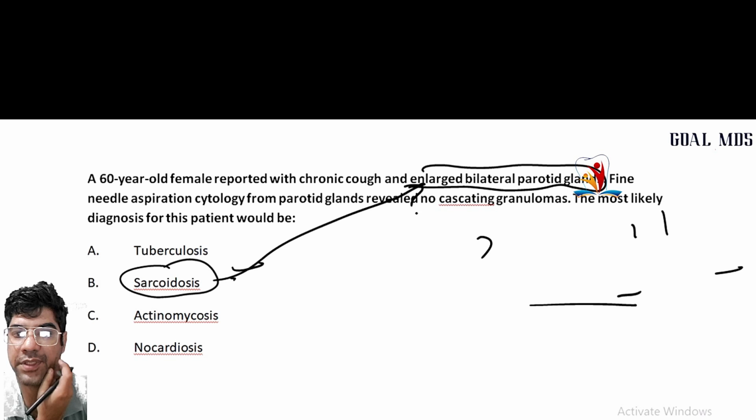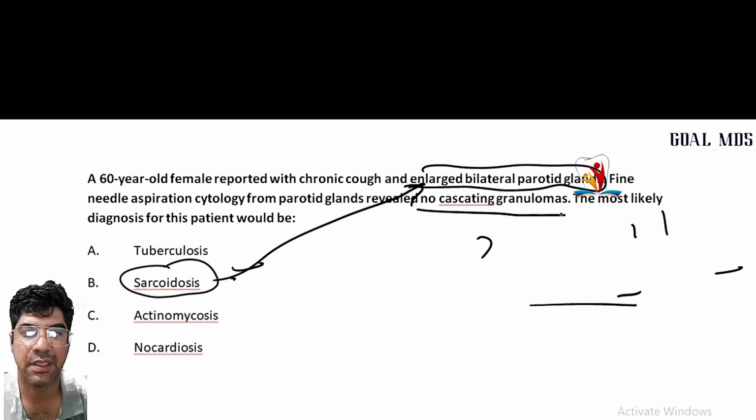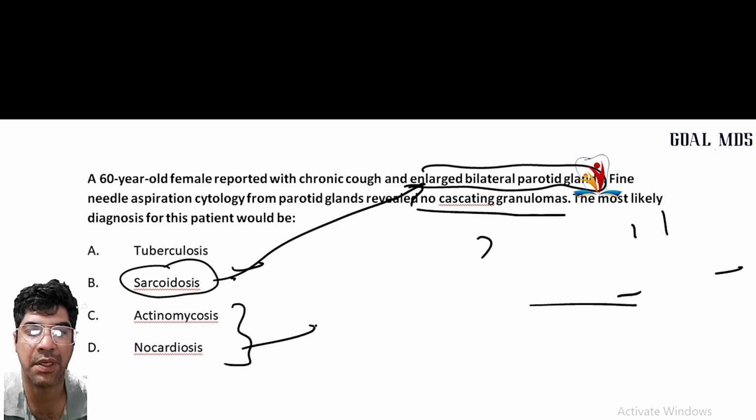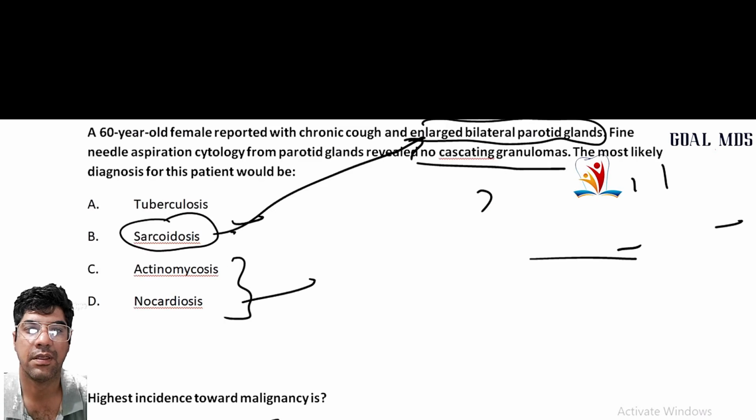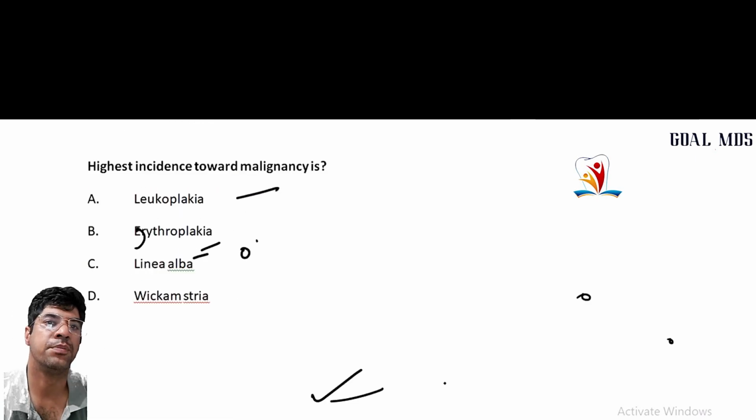TB can also cause granulomatous inflammation. Sarcoidosis is more likely in the absence of caseating granuloma, and it presents with parotid gland enlargement and chronic cough. The other options, C and D, are not associated with parotid gland enlargement. So that is why your answer is sarcoidosis.